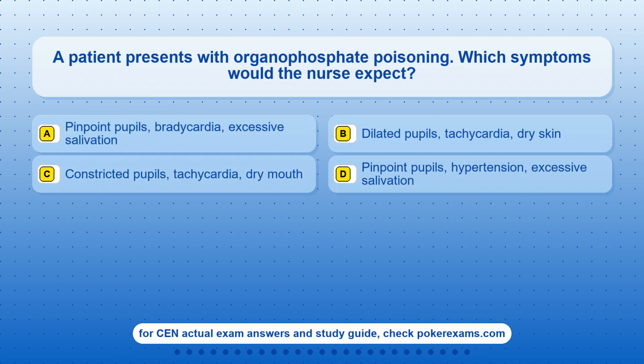Question 22. A patient presents with organophosphate poisoning. Which symptoms would the nurse expect? Option A. Pinpoint pupils, bradycardia, excessive salivation. Option B. Dilated pupils, tachycardia, dry skin. Option C. Constricted pupils, tachycardia, dry mouth. Option D. Pinpoint pupils, hypertension, excessive salivation.